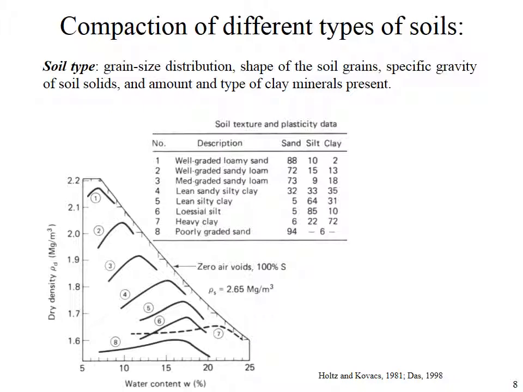Factors affecting compaction: soil type, grain size distribution, shape of the soil grains, specific gravity of soil solids, and amount and type of clay minerals present. This is the typical diagram of moisture density relationships of different soils. Number 1 is for well graded loamy sand, number 2 is for well graded sandy loam, number 3 is for medium graded sandy loam, number 4 is for lean sandy silty clay, number 5 is for lean silty clay, number 6 is for loess silt, number 7 is for heavy clay, and number 8 is for poorly graded sand.